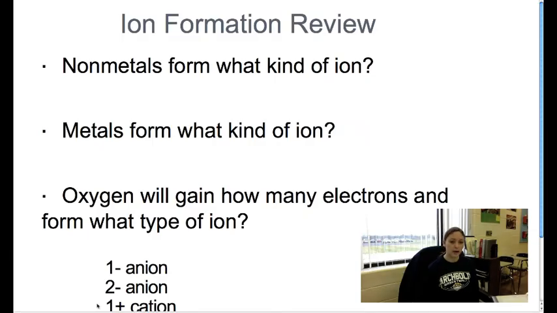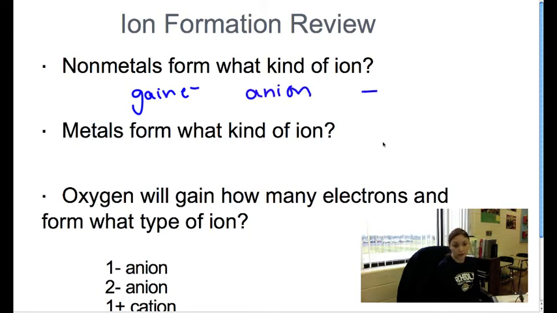Now we're going to look at how ionic bonds form. Let's review a little bit. We look at nonmetals. Nonmetals form what kind of ion? Remember, nonmetals are on the right side of the table. They want to become like a noble gas, so they're going to gain electrons, which means they're going to become an anion, or negative. Metals then want to lose electrons to look like a noble gas. We call those cations, and they are positive.